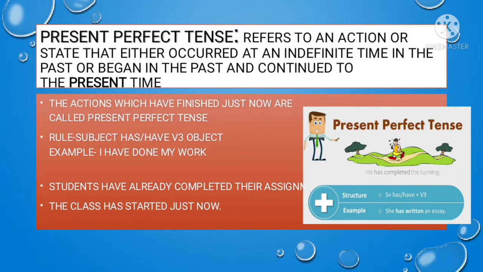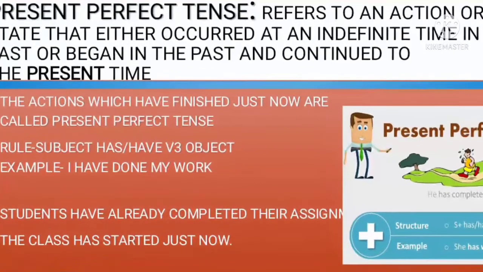Present perfect tense. In the present perfect tense, the action is over, but it's over just before, or recently, or just now. By these words, just now, recently, or just before, we come to know it is a present perfect tense. The main thing is that we don't know when it happened. Actually the action occurred, but we don't know the time, so we call it present perfect tense. So actions which have finished just now are called present perfect tense.